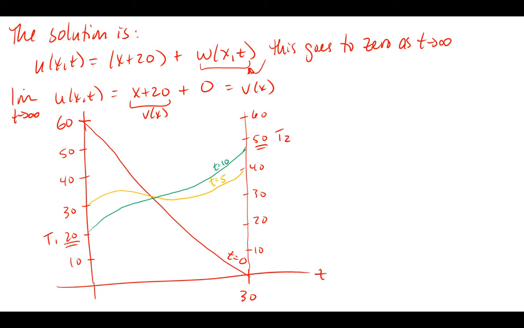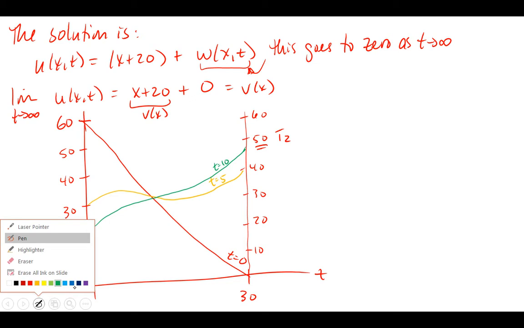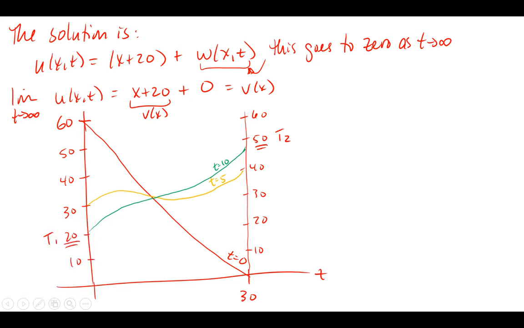Okay, and then I'll give us one more, which is at equilibrium, or as time goes to infinity, it's going to look like that. And that's time infinity, and that's of course just v of x, which is just a line going from 20 up to 50.